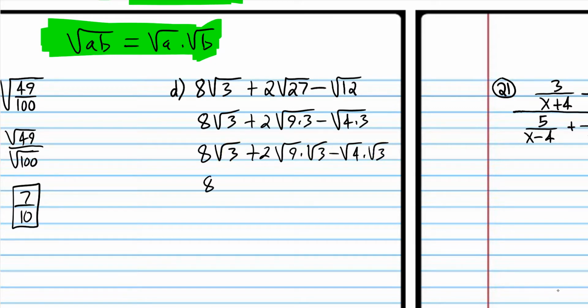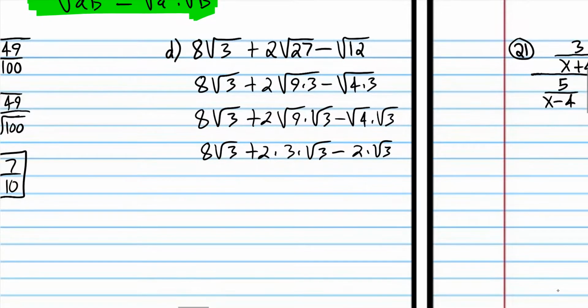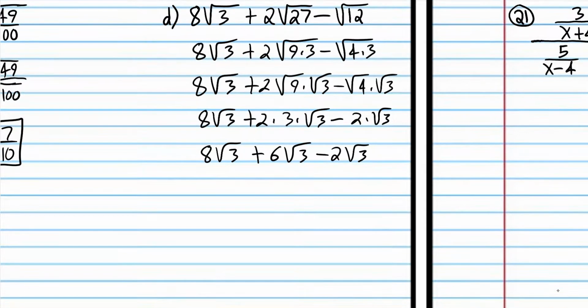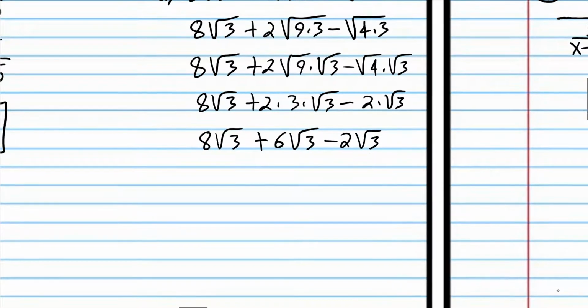So we have 8 root 3 plus 2 times root 9 is equal to 3. And root 4 is equal to 2. So we have 8 root 3, and then 2 times 3 is 6, and we're left with 2 root 3. We can get rid of the dots. So now they're all lemons here. And so 8 plus 6 is 14, and 14 minus 2 is 12.